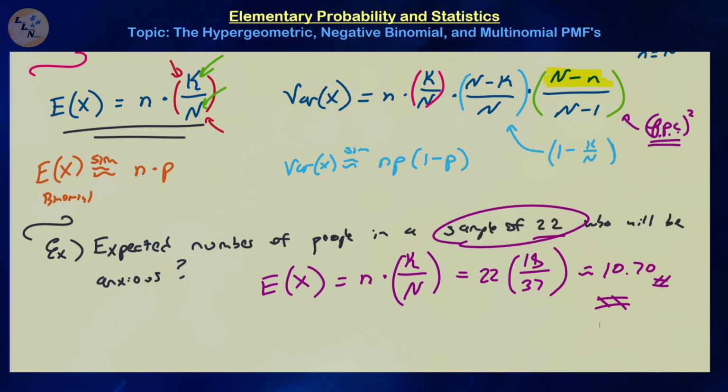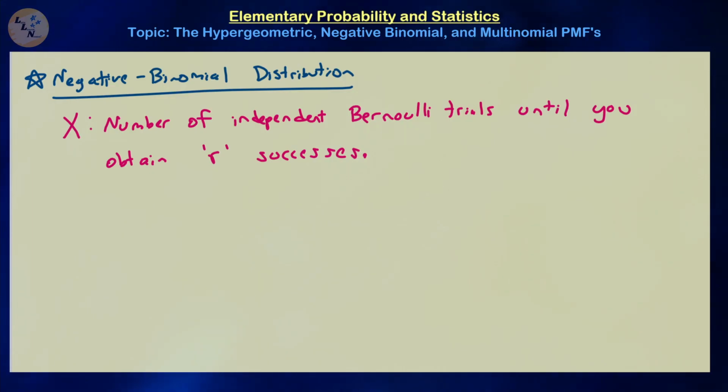So now that we have some basic idea of the hypergeometric distribution, now let us take a look at the next distribution. So the next distribution that we're going to be taking a look at is called the negative binomial distribution, and it models the random variable x, where x is the number of independent Bernoulli trials until you obtain r successes. So we've actually already looked at a special case of the negative binomial distribution.